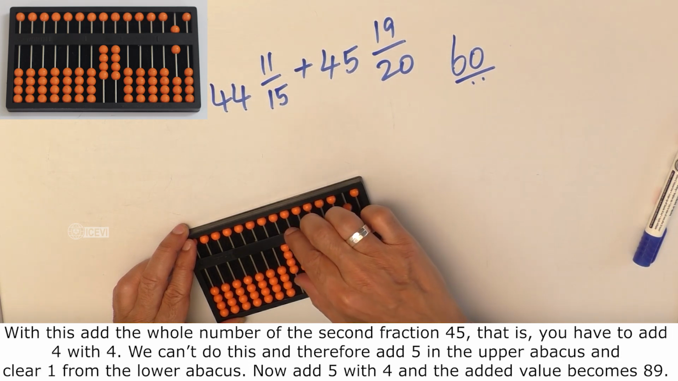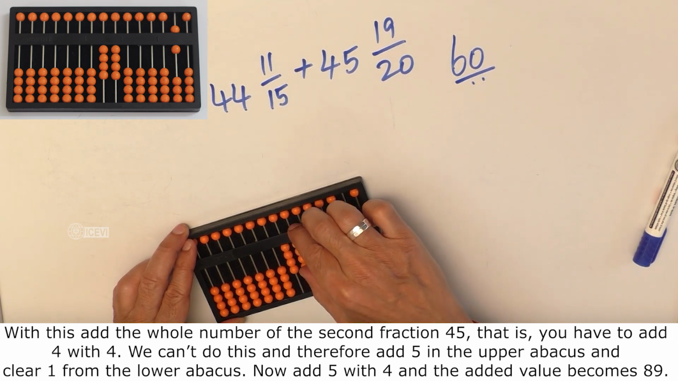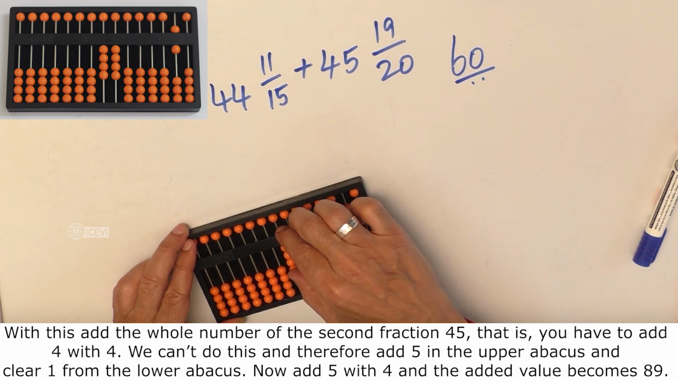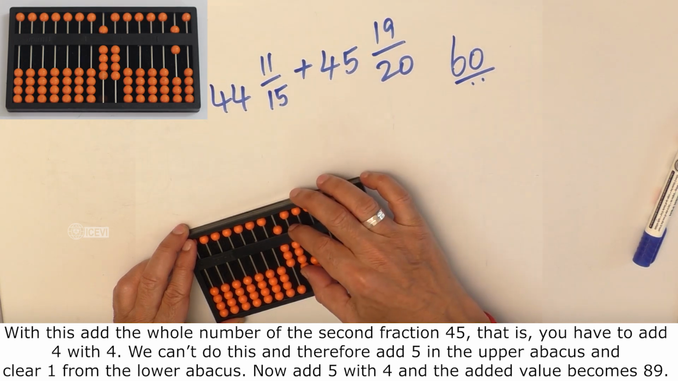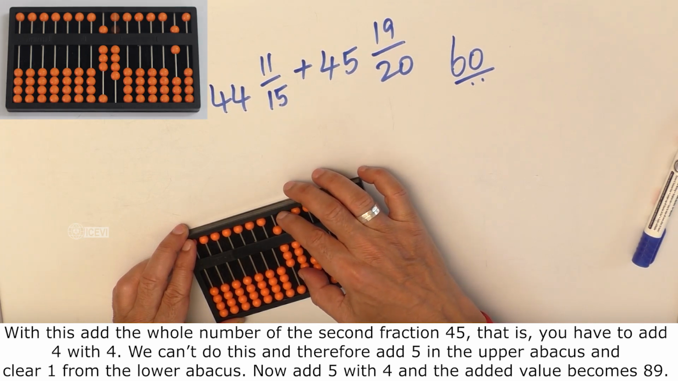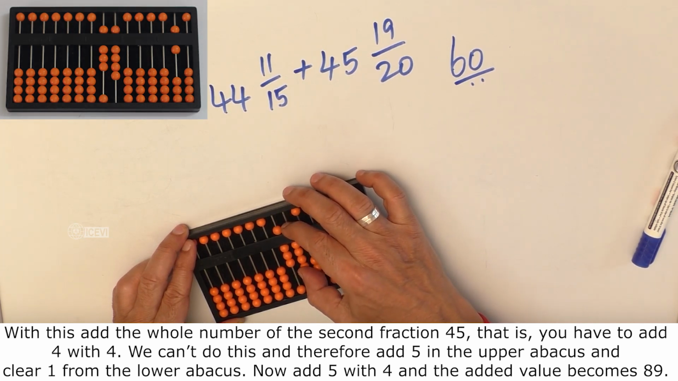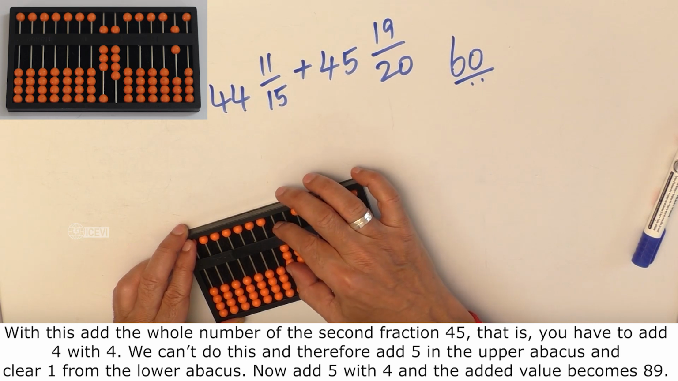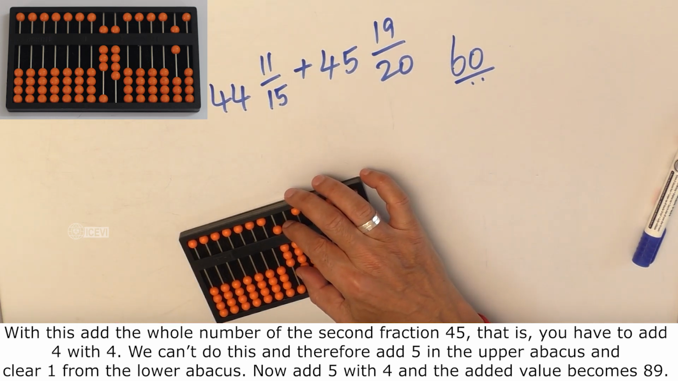With this, add the whole number of the second fraction, 45. That is, you have to add 4 with 4. We can't do that, and therefore add 5 in the upper abacus and clear 1 in the lower abacus. Now add 5 with the 4 and the added value becomes 89.